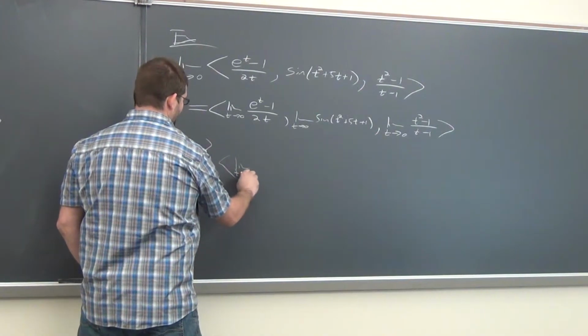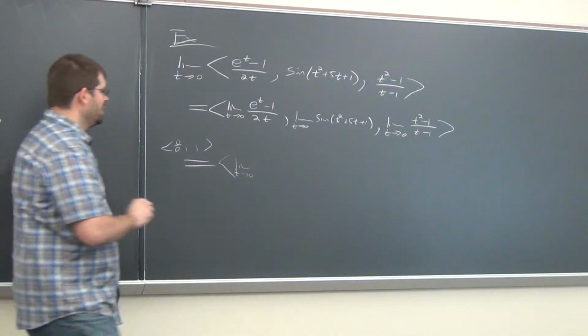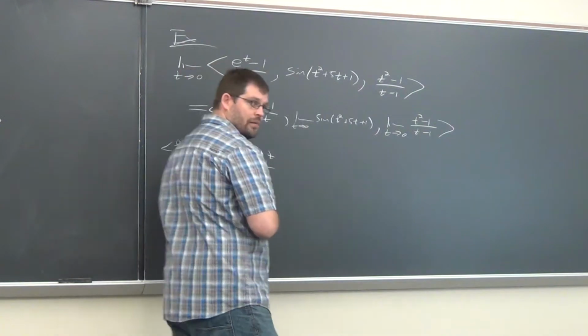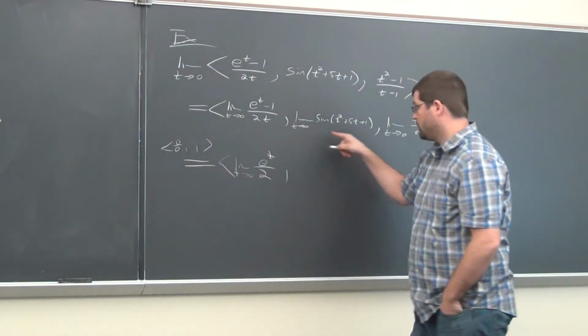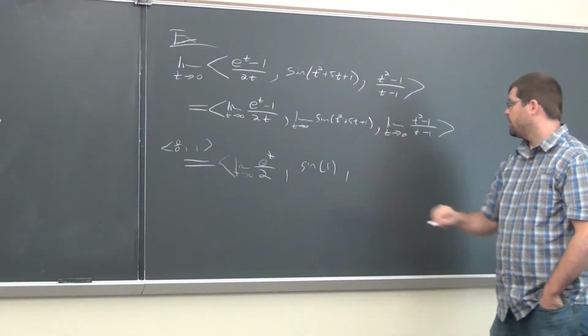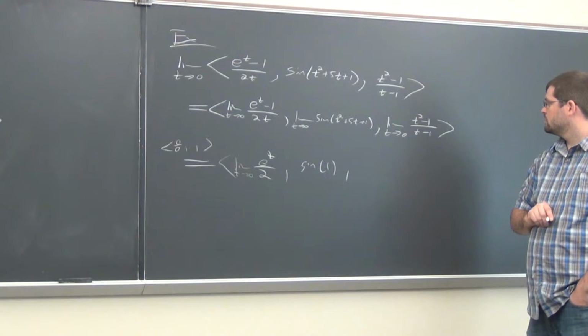So if you apply L'Hopital's rule on this first one, what do you get? E to the t over 2, right? And then this one, we can just plug in the 0, so we end up with sine of 1, right? How about the next one? One. Minus one. Minus one.